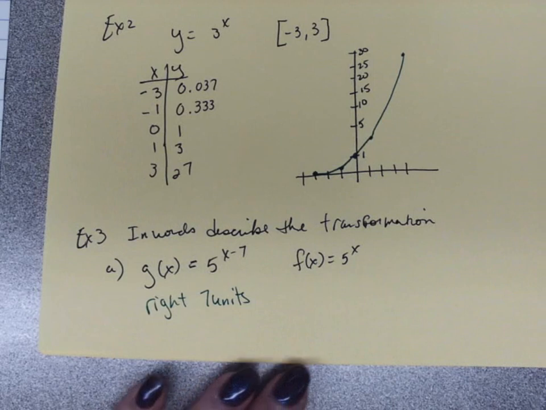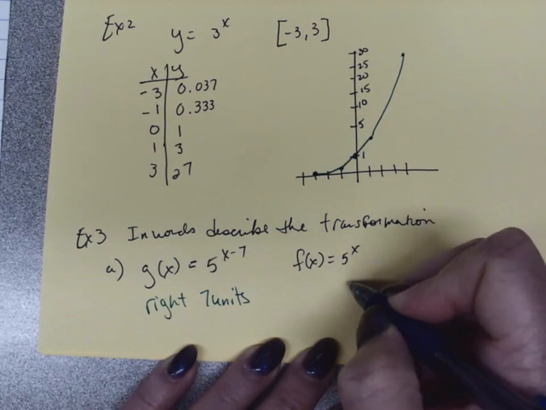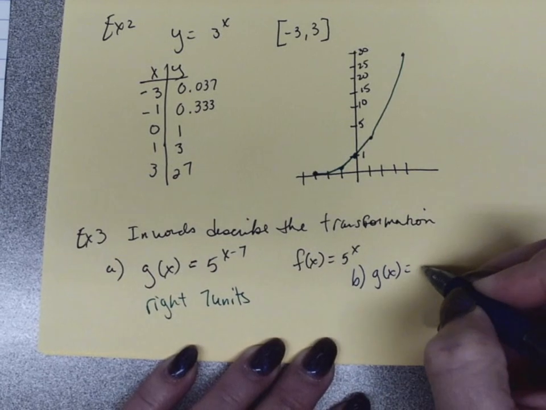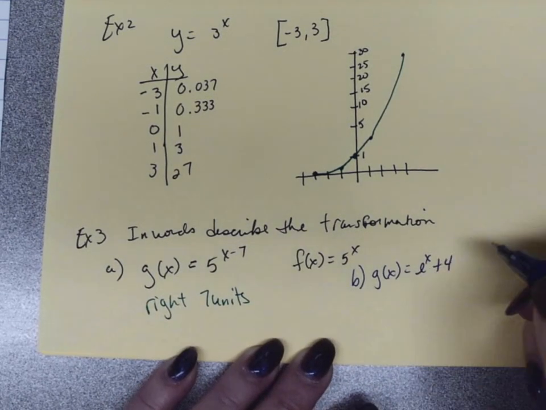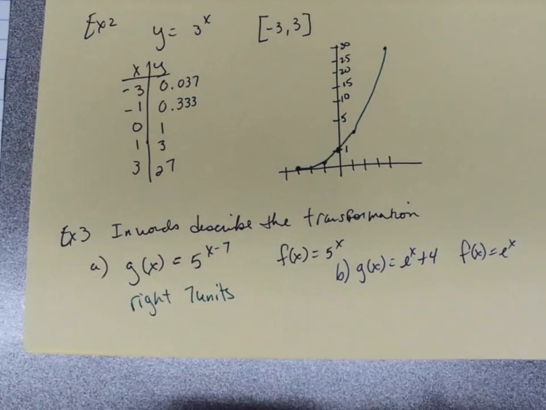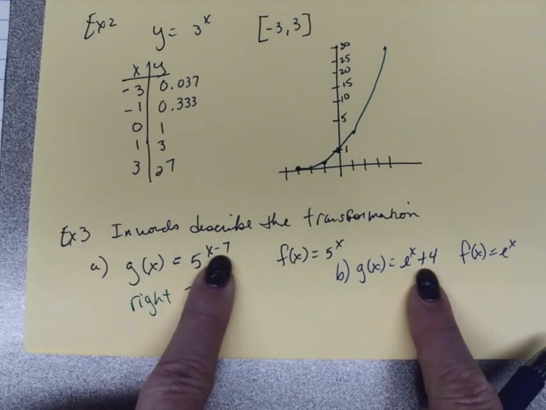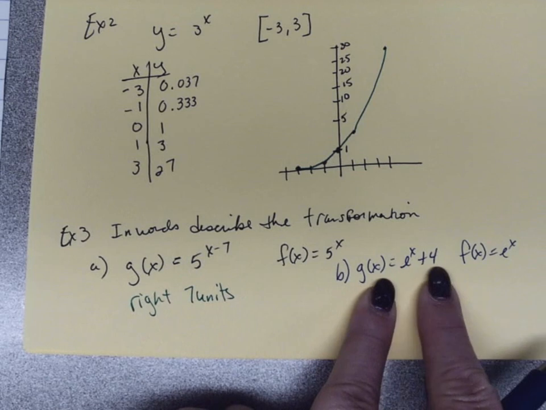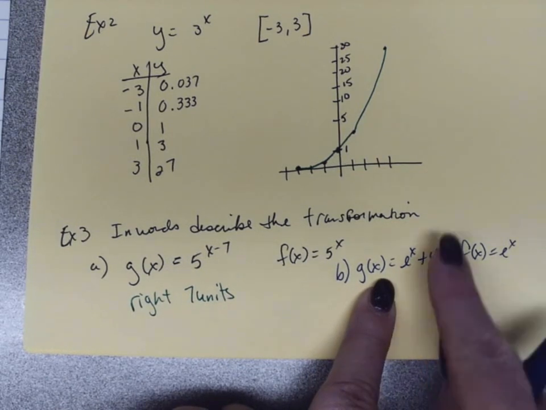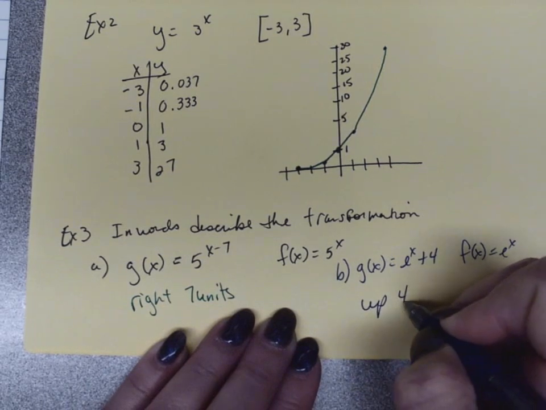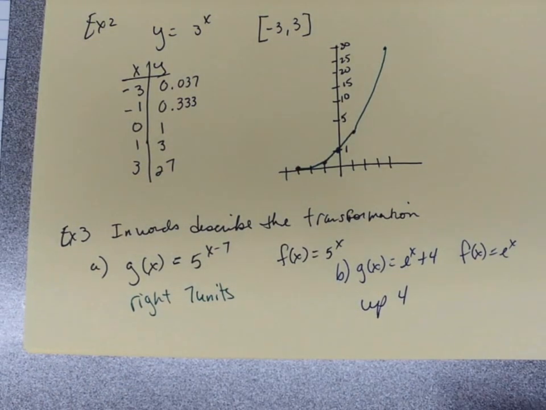Now, if we look at b, if we have g of x equal to e to the x plus 4 versus our f of x equals e to the x. Notice that the minus 7 was in the exponent before. Now it's sitting level with the e. So that tells us it's going to go either up or down. And because it's positive, it means we're going to go up. So we're going to go up 4 units.